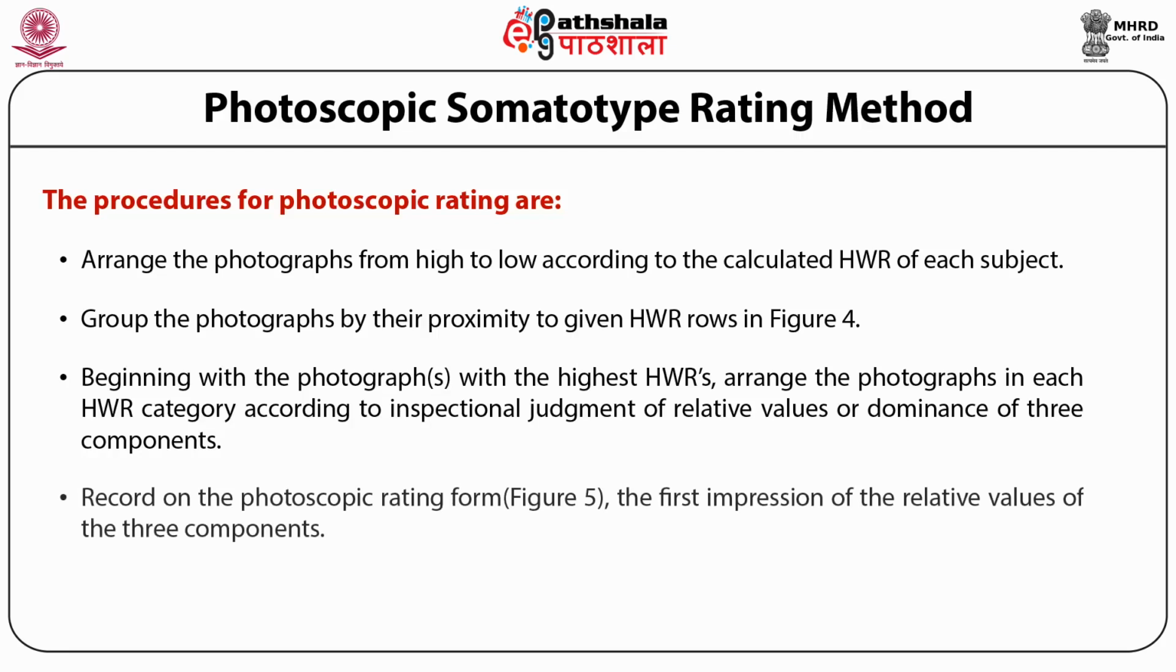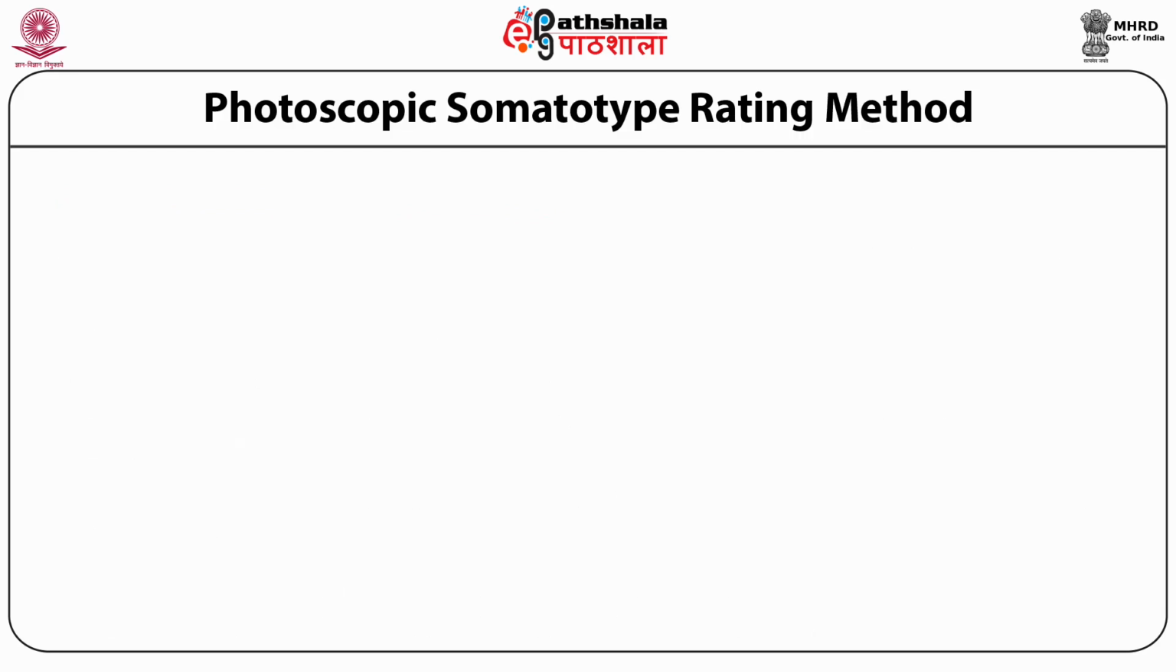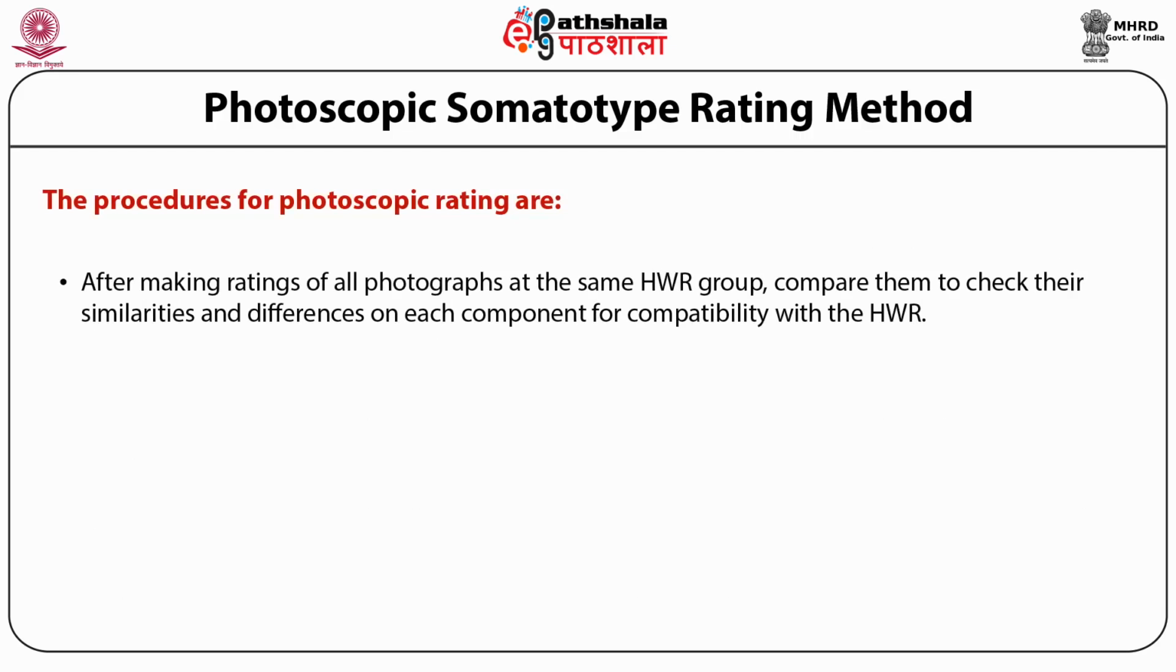Then record on the photoscopic rating form the first impression of relative values of the three components. On a separate sheet of paper, write down the somatotypes with the same or similar relative dominance as the estimated rating and lying on the same HWR row. Then, after making ratings of all photographs in the same HWR group, compare them to check their similarities and differences on each component for compatibility with HWR. Repeat the above process for each successive HWR group.